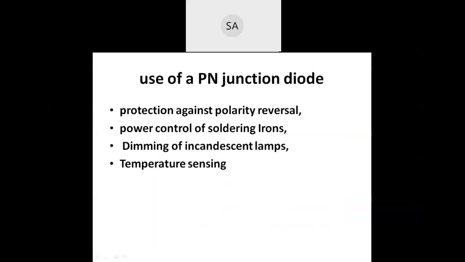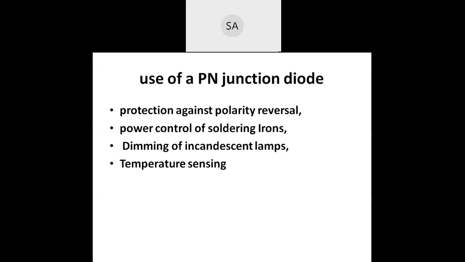And uses of the PN junction diode. So these are the applications of the diodes, where and how we are using them in different applications. One is protection against polarity reversal, another one is power control of soldering irons, and the third one is dimming of incandescent lamps and temperature sensors. So these are the four applications of the PN junction diode.